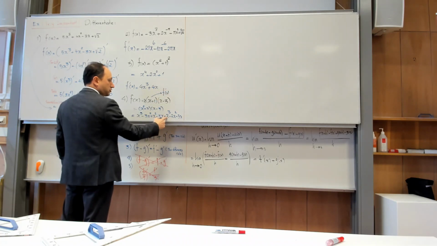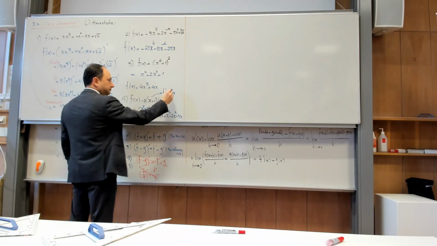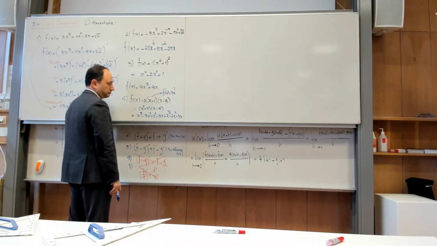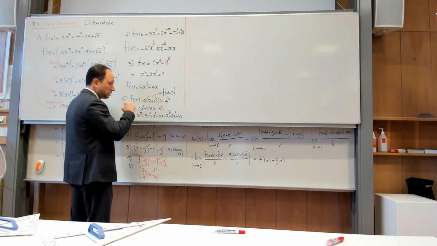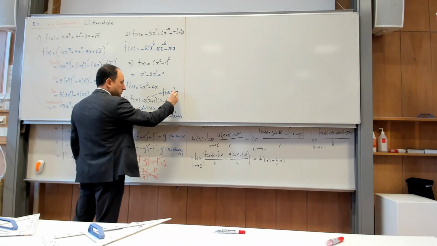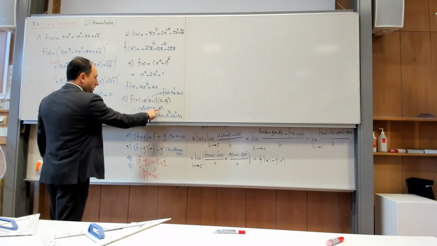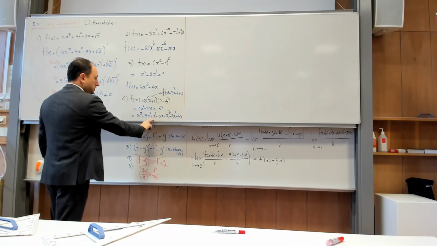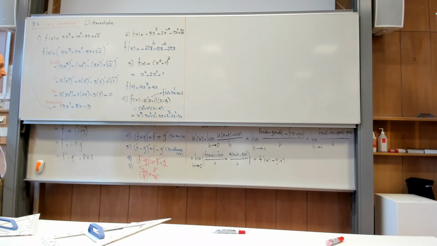3x squared, minus 4x, minus 3. Where did you get 3x squared from? I multiplied this by that, and then this by that, and then I took these two and simplified them like this. You're right, I simplified that. I did it one by one.